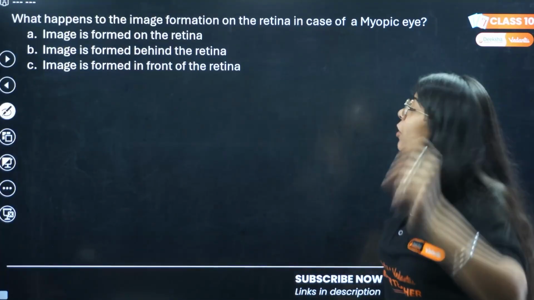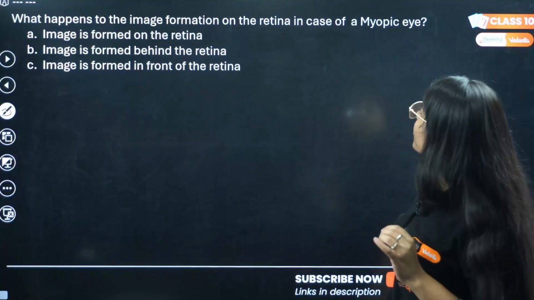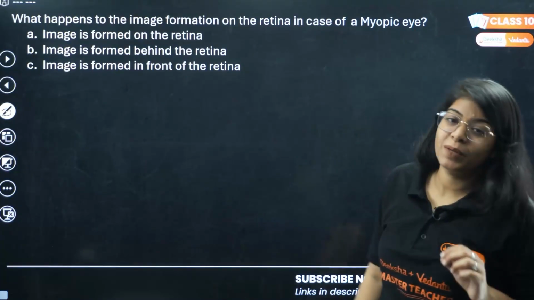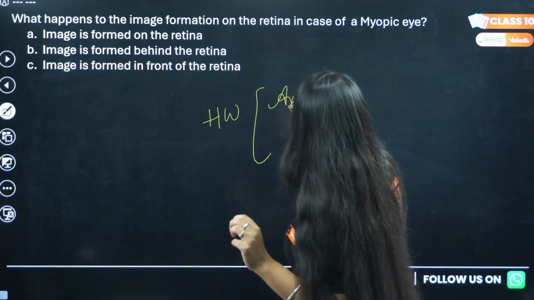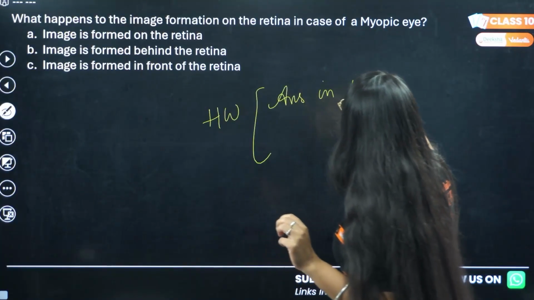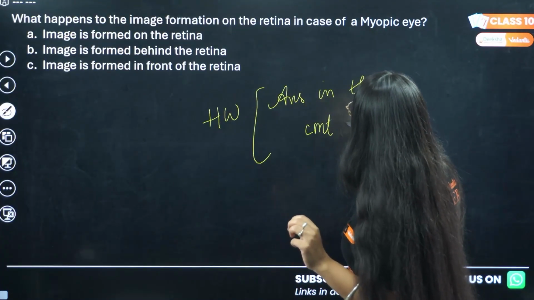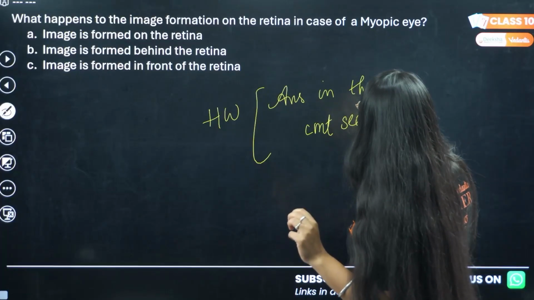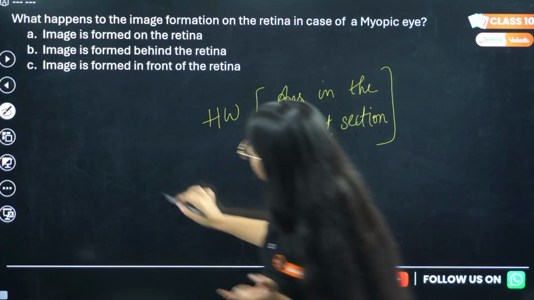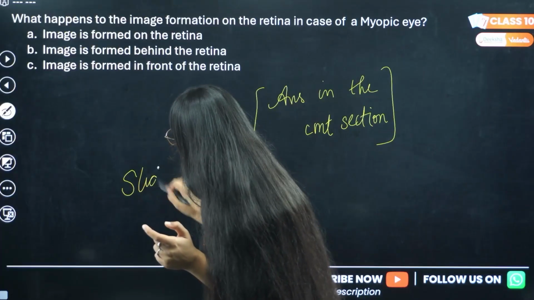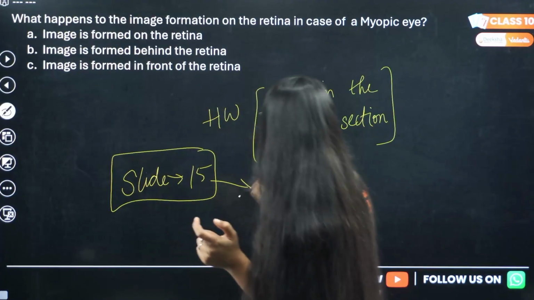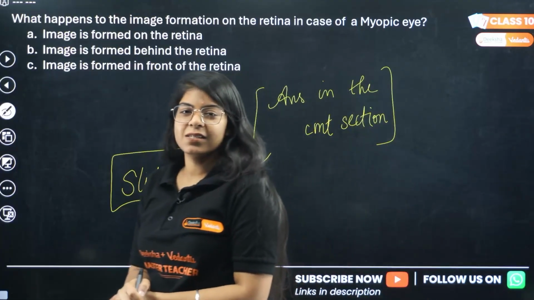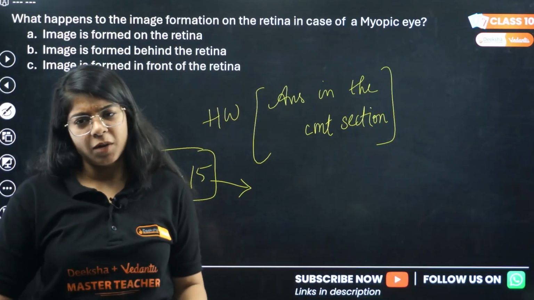Let's see if the next question can be your homework. What happens to the image formation on the retina in case of a myopic eye? So this will be your homework. Answer in the comment section. Write slide number 15 and then write the answer. Is the image formed in front of the retina, on the retina, or behind the retina?